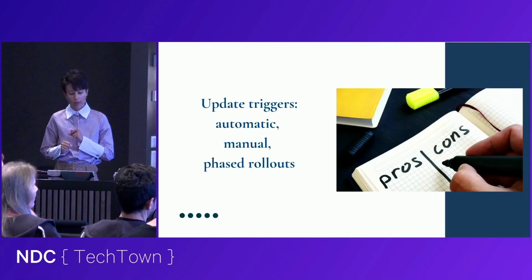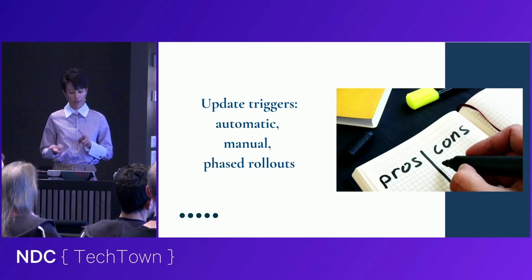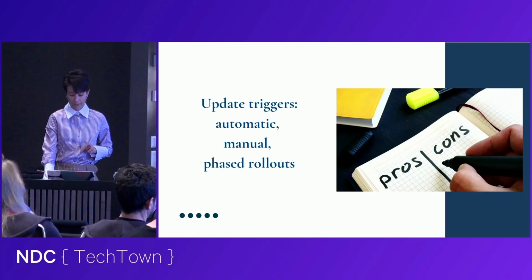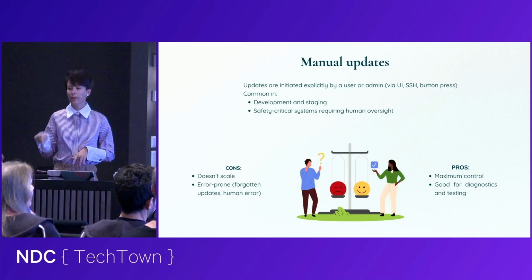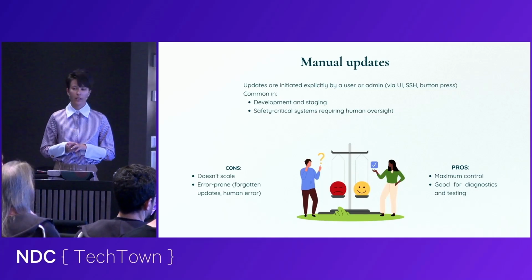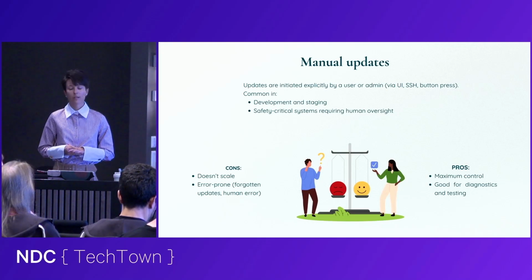Okay, let's talk about different ways to trigger the update. We have automatic, manual, or phased rollouts. Manual updates are the updates which you trigger on your own manually by pressing a button on the server. This is very common in development and staging because it gives you the most control and the best overview of the system. And it's very common in safety-critical systems, which require human oversight.